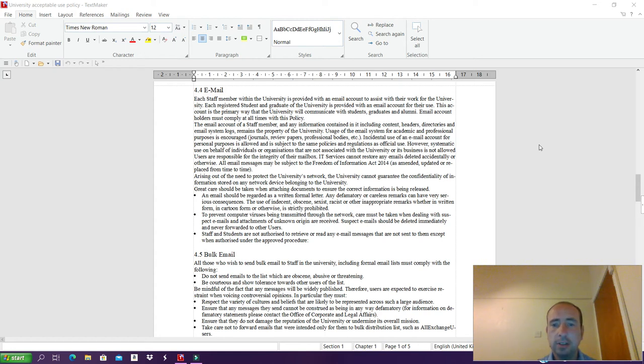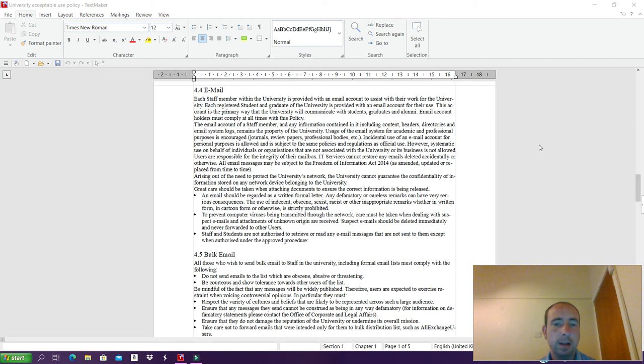Usage of the email systems for academic and professional purposes is encouraged: journals, review papers, professional bodies, etc. Incidental use of an email account for personal purposes is allowed and is subject to the same policies and regulations as official use. However, systemic use on behalf of individuals or organizations that are not associated with the university or its business is not allowed. Users are responsible for the integrity of their mailbox. IT services cannot restore emails deleted accidentally or otherwise.